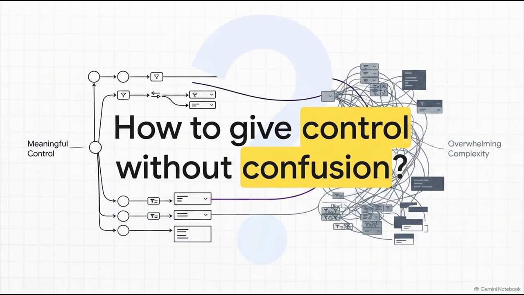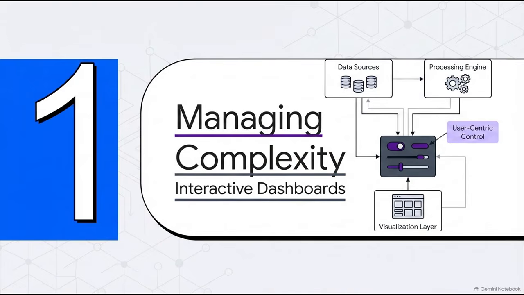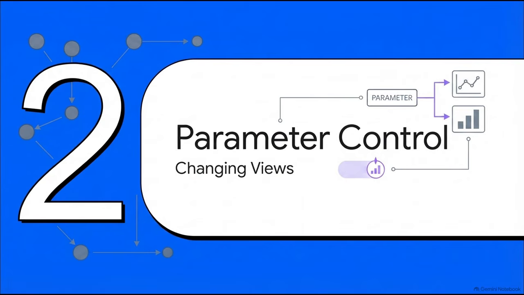Because let's be real, adding a bunch of interactivity doesn't automatically make a dashboard better. If it's poorly designed, slapping on more buttons and filters just leads to overwhelming chaos. The real tension here is figuring out how to give users meaningful control over the data without creating unnecessary complexity. So let's look at how we can actually pull off this idea of control without confusion. And the first way we do that is through parameters and changing views.